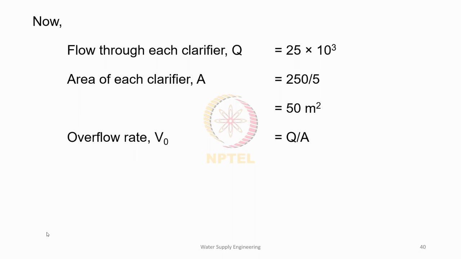Now overall flow rate, velocity V, is discharge by area, that is 25 into 10 raised to 3 by 50, that is 500 meter cube per meter square per day. Hope that is clear.